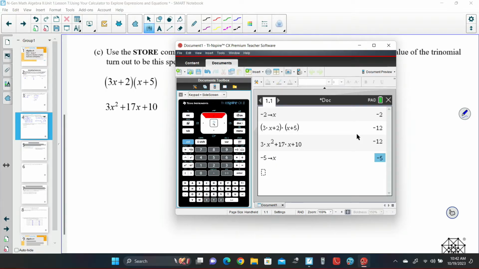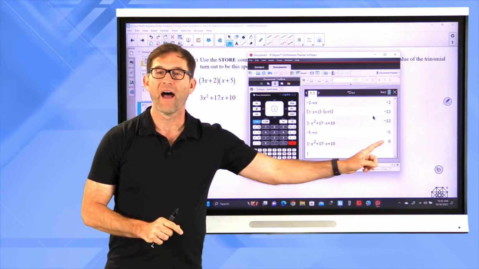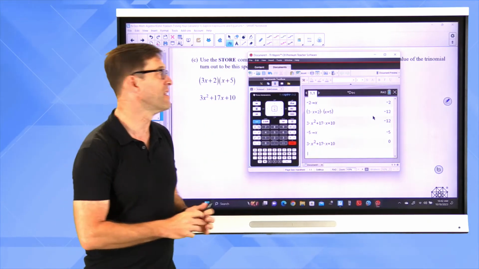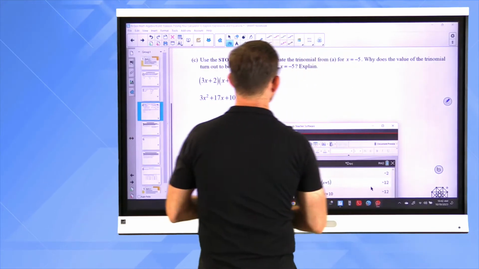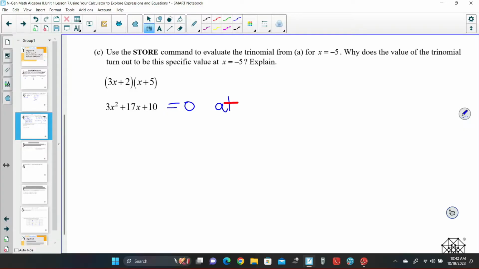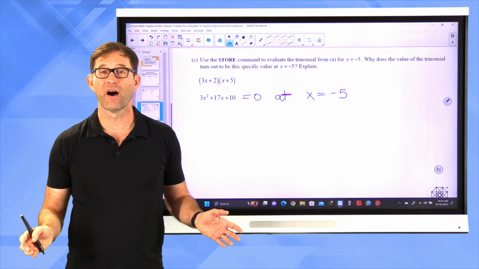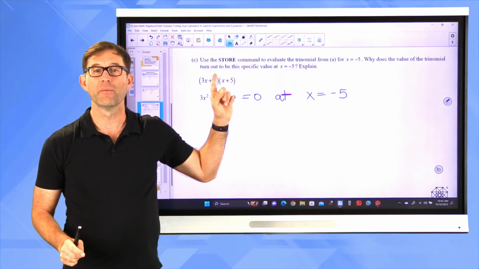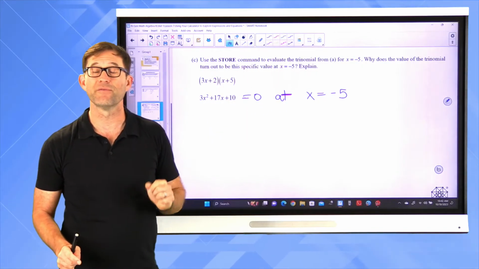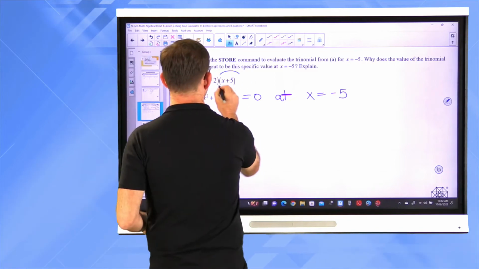I can actually scroll all the way up if I don't really want to retype out the expression. I can grab the expression again, hit enter, and I get a value of 0. So my trinomial has a 0 when x is equal to negative 5. So this is equal to 0 at x equals negative 5. There we go. Now, why does the value of the trinomial turn out to be the specific value at x equals negative 5? That's easy enough.